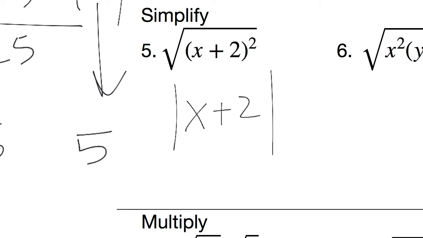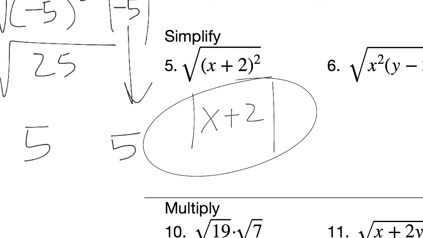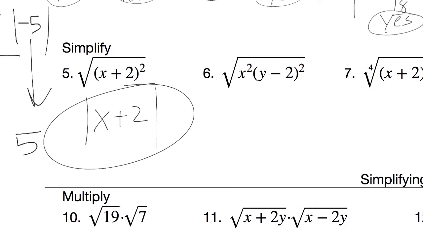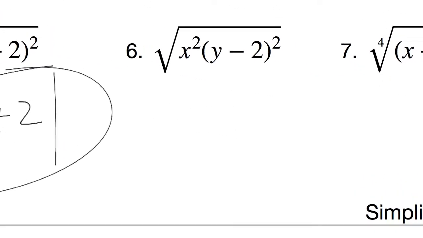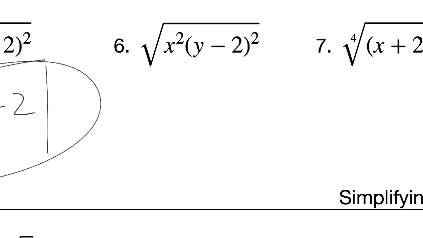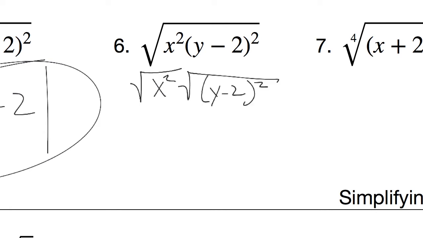Absolute value of x plus 2. Here, we can even break these two apart, and we can say this is the square root of x squared times the square root of y minus 2 squared. And then we get the absolute value of x times the absolute value of y minus 2.